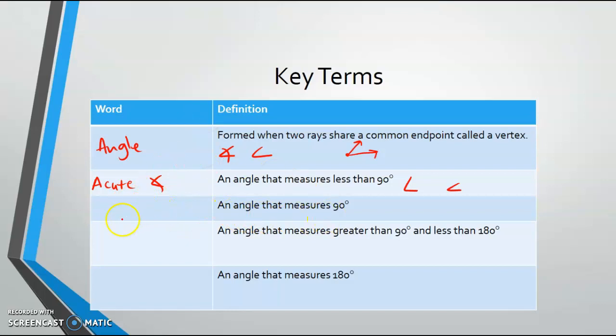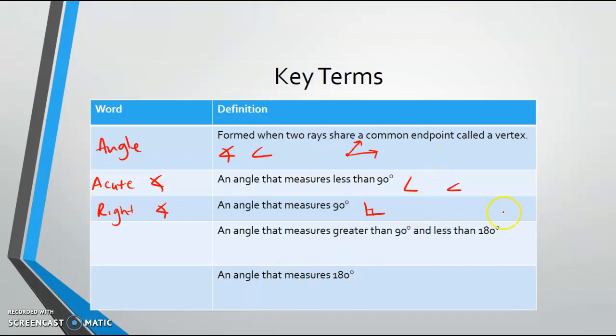So an angle that measures 90 degrees, we call that a right angle. And so that's an angle that looks very similar to this. And you know it's a right angle if they put a little box in it. If it doesn't have the box, you cannot assume it's a right angle unless you're measuring the angles and it truly is a right angle.